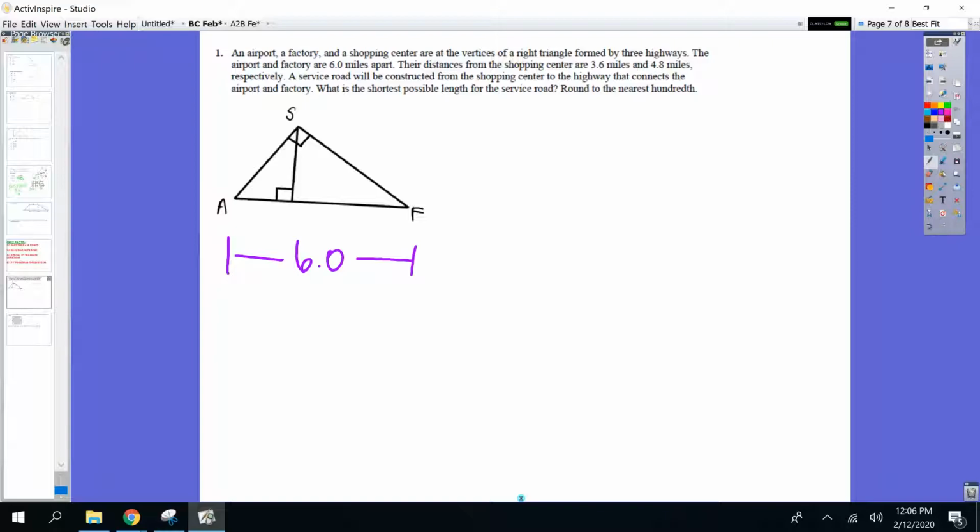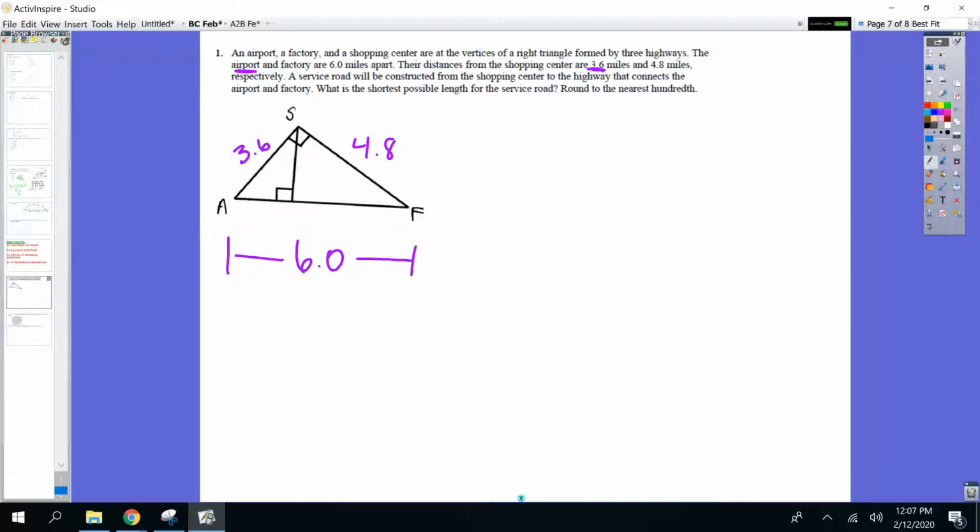And their distances from the shopping center are 3.6 and 4.8 respectively. When they say respectively, see how in the previous sentence it said the airport and that came first? So that always goes with the first number when they have respectively, just a little FYI. So airport and shopping center is 3.6 and 4.8 for the factory. And guys, if you mess those up and flipped them, it's not a big deal. It's not going to affect the problem. But if you threw the 6 somewhere else, that would.